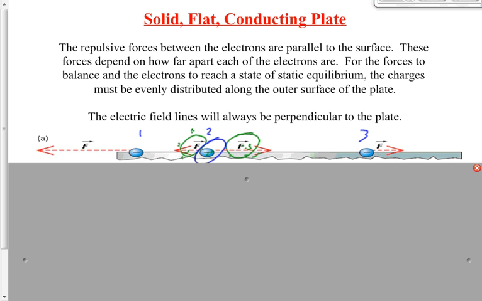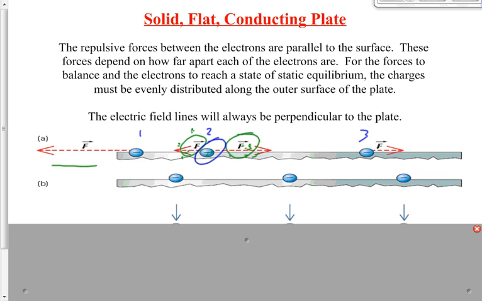So what you end up with here is, although it's a different shape, a pretty similar result to what we saw in the last one. The charges go to the outside surface, and they're evenly spaced. Outer surface, evenly spaced. Got it?